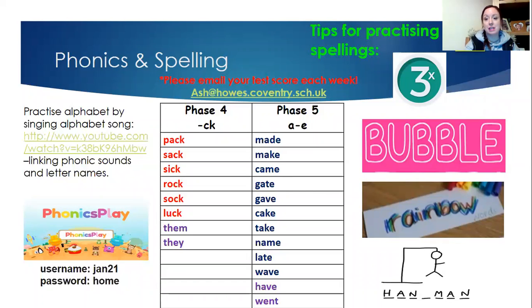So I want you to practice and learn those spellings in lots of different ways. And there are some tips for that on the screen. The first thing you could do is you could practice writing each word 3 times in the same way that we do our look, cover and write homework at the moment. You could practice bubble writing those words. You could practice rainbow writing those words. Or even get somebody at home to play hangman with you so that you can learn how to spell those words and think about the order that the letters come in when you write and spell the words.